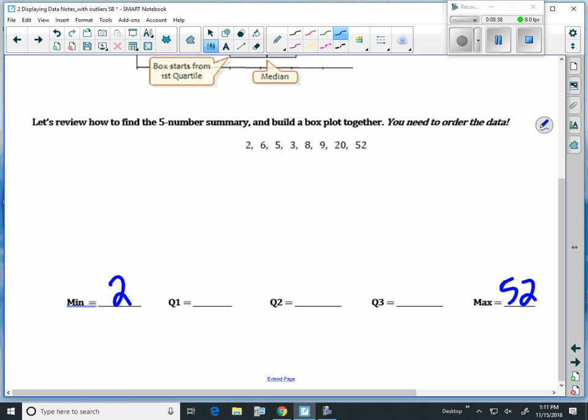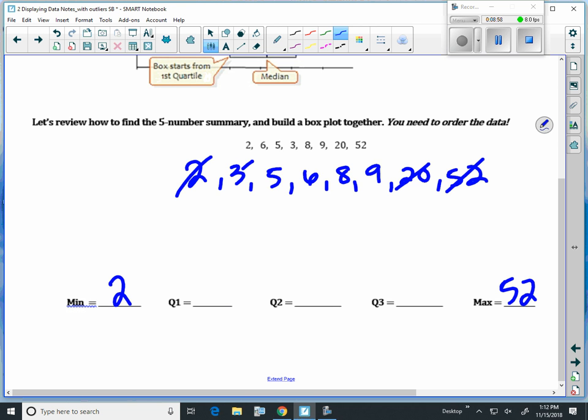Okay, what's our median or quartile 2? 7. It's between, oh, they're not in order. You're right. Put them in order. 7 is quartile 2. There we go. All right, halfway between 6 and 8? 7. All right. What's Q1? 4. Halfway between 3 and 5.